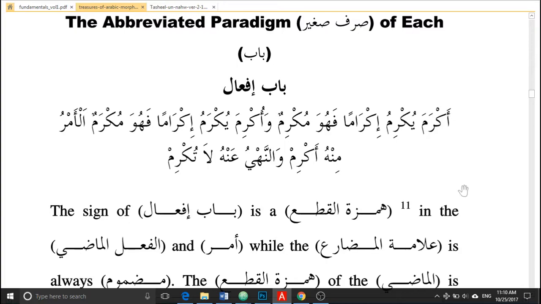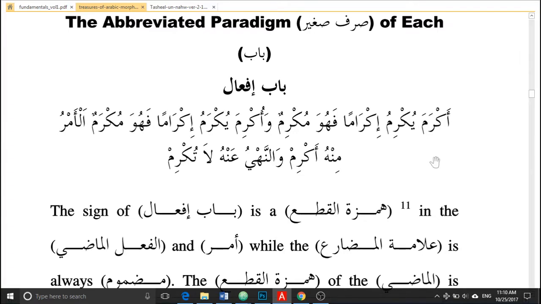For example, I said dakhala, he entered. And it's bab nasara, dakhala yadkhulu. So this is bab if'al. If you put dakhala in this bab, it will become adkhala. Adkhala means he was made to enter. Someone else made him enter.